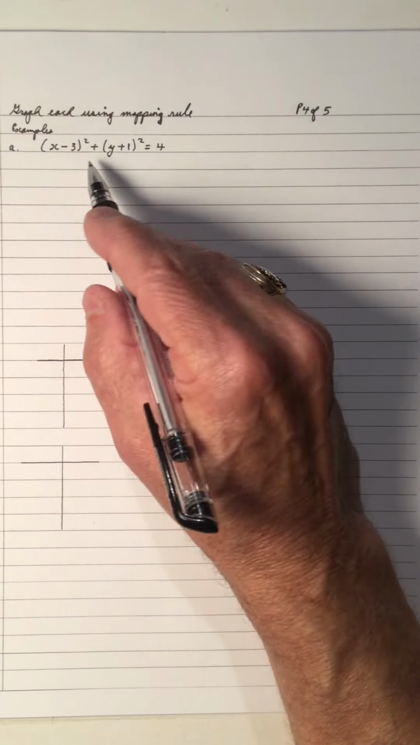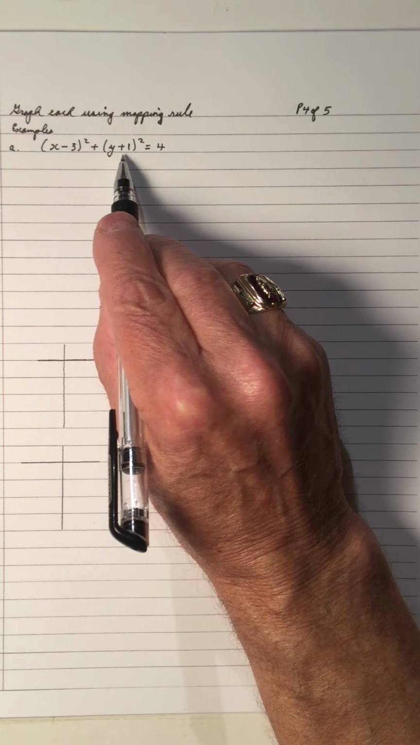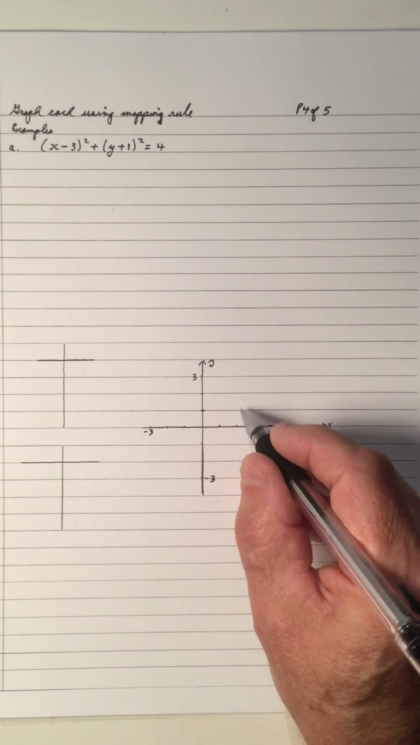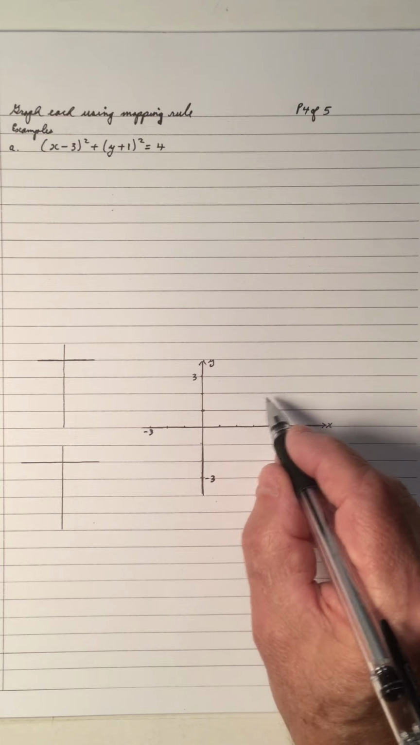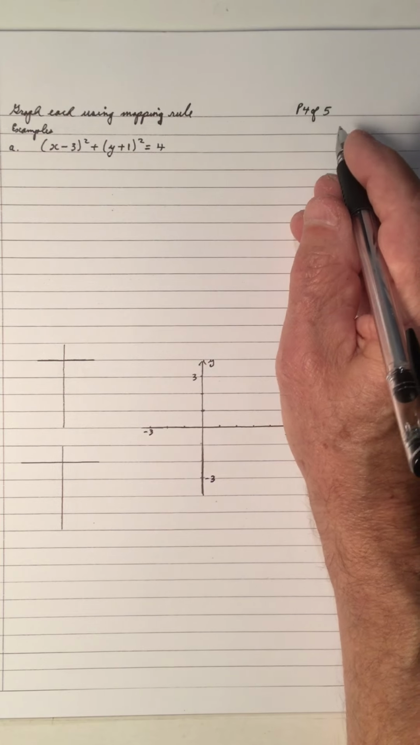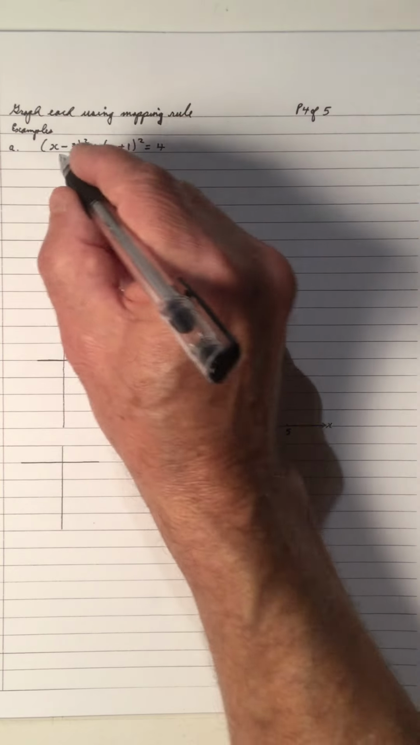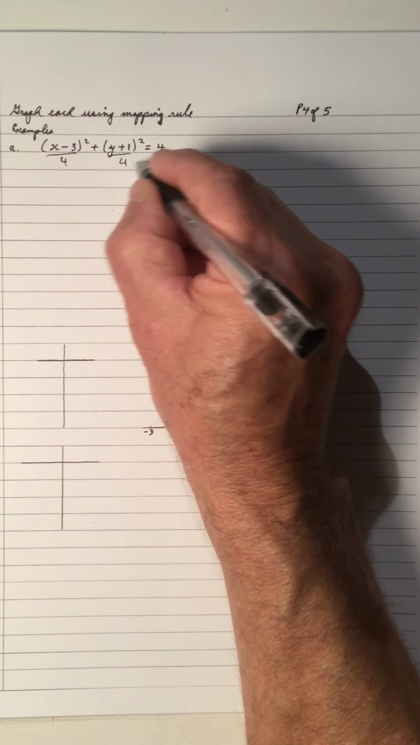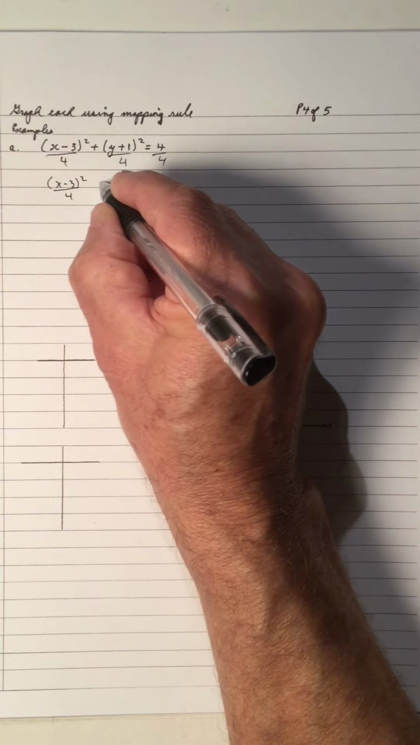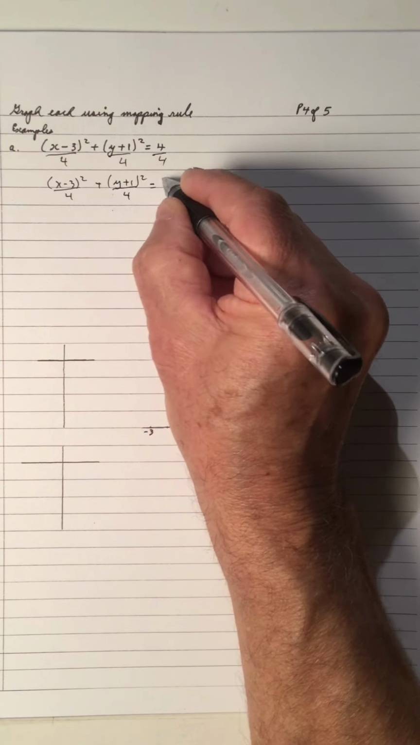Remember, we could graph this circle easily by saying we have a center of 3, negative 1, and a radius of square root of 4, which is 2. So we could plot the center and do a radius of 2 to the right, 2 to the left, 2 up, 2 down, and draw the circle. We could do it that way, which is faster, but I just want to show you the mapping rule. So we divide the equation by 4. So the equation is (x minus 3) all squared over 4, (y plus 1) squared over 4 equals 1.